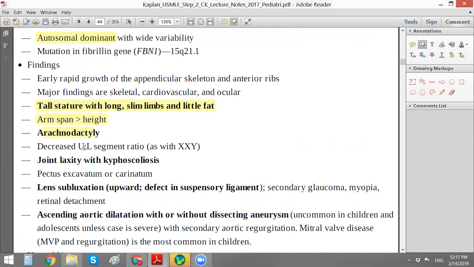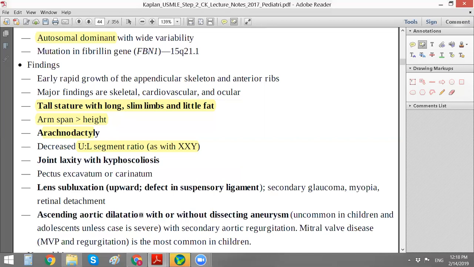Decreased upper to lower segment ratio, as with XXY, because the lower is not... So we find this upper to lower segment ratio in this and in Klinefelter. Joint laxity with kyphoscoliosis, pectus excavatum, carinatum, lens subluxation, upward defect in the suspensory ligament. And they are high.